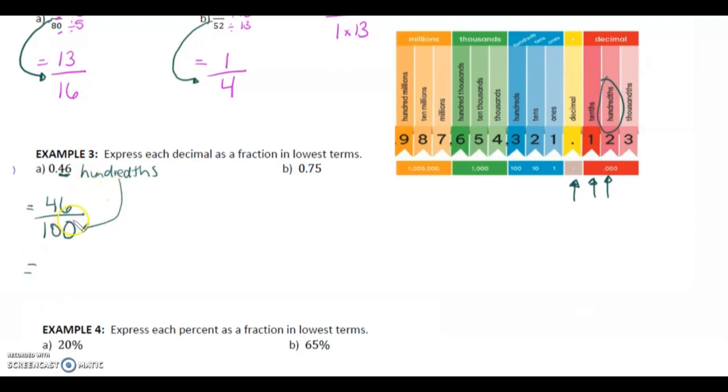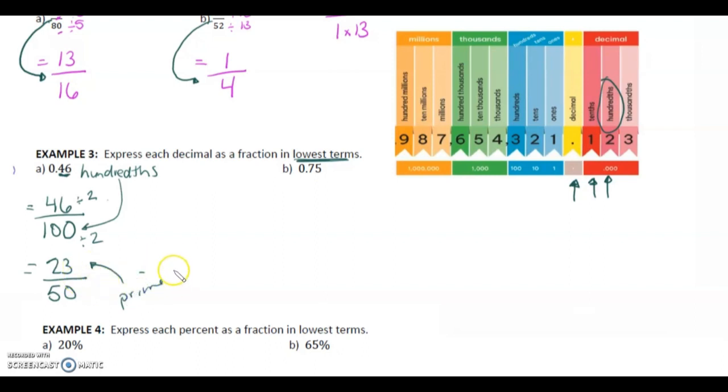Okay, and from here, all we want to do is find the lowest terms. So just like we did in example 2, what number can 46 and 100 divide by? And it's got to be the same number. So looking at this, I kind of have no idea, but I know they're both even numbers. So let's start by dividing by 2. Let's see where we get to. So 46 divided by 2 is 23. 100 divided by 2 is 50. And we're actually done.